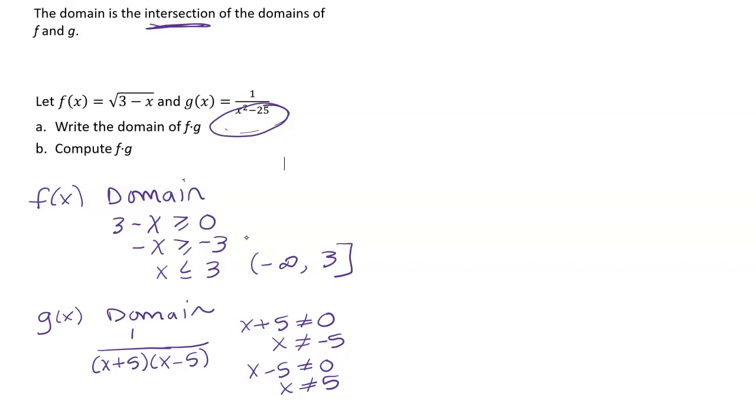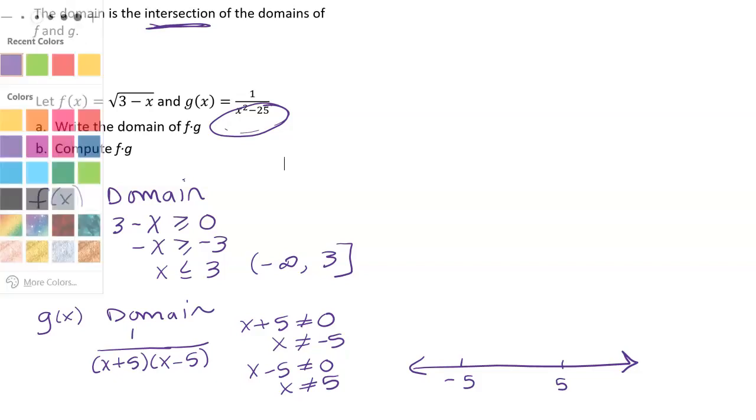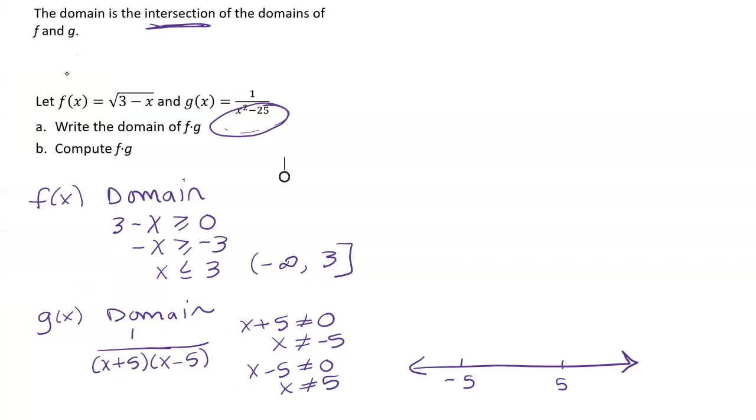Okay, so now we need to put our domain of f of x together with our domain of g of x. So first I usually mark my restrictions. So I have a restriction at negative 5 and 5, and those will be open circles. I'll put an open circle here and an open circle here, and that's my domain of g of x.